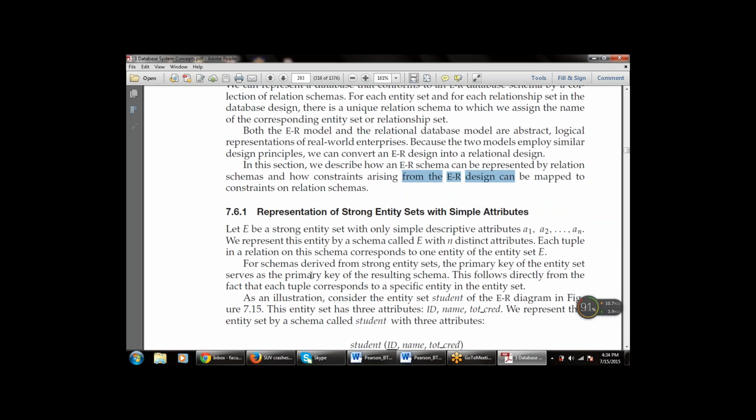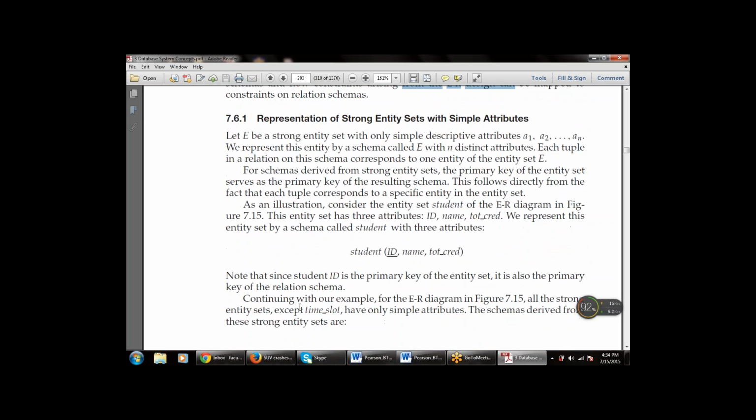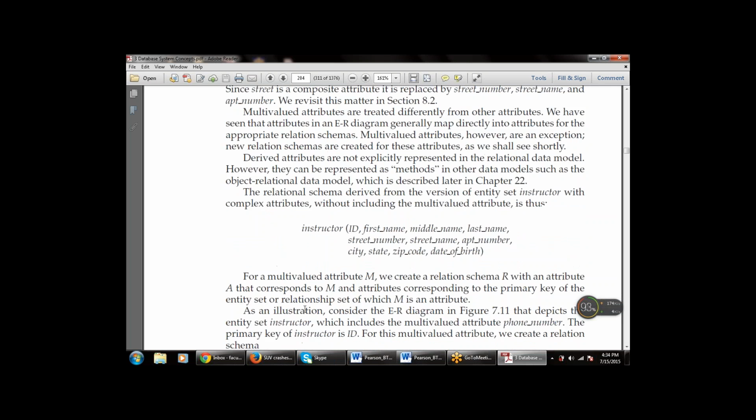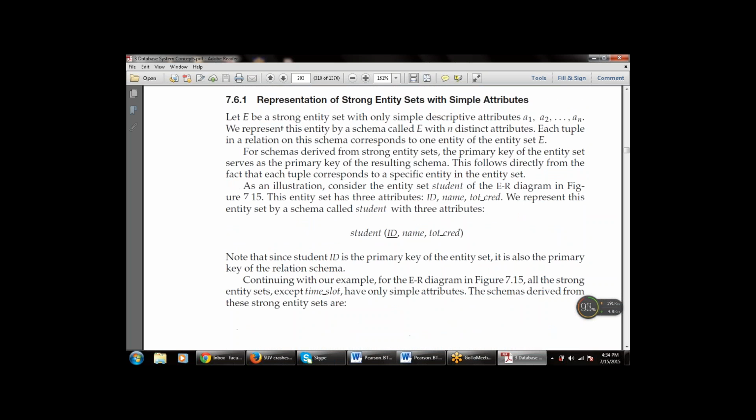An illustration: consider the entity set student of the ER diagram that is represented in figure 7.15. Note that the student ID is the primary key of the entity set. So these are the various attributes. The student table contains three attributes: one is the ID, then name, then total credits. And ID is the primary key of the entity set. It is also known as the primary key of the relation schema.